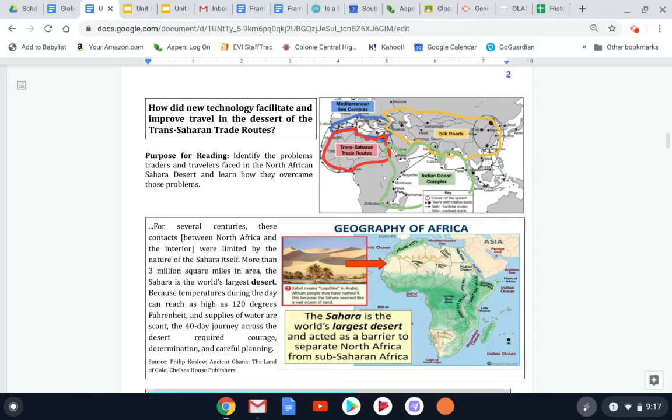So on pages 2 and 3, the top question for page 2 is, how did new technology facilitate and improve travel in the desert of the trans-Saharan trade routes? So to zoom out and give you a little bit of a bigger picture of where we're talking about, look over on our trade routes map. The red trade route is the trans-Saharan trade routes. So this is the northern section of Africa.